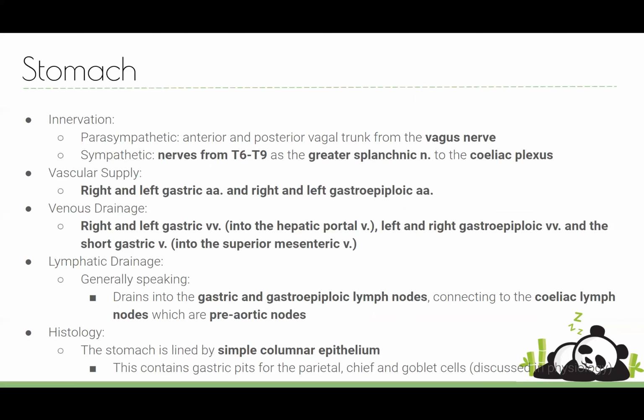But do know what goes superficial and what goes deep. So these ones are going to go deep, and that will be mostly superficial, which is sufficient when you're doing exams like that.